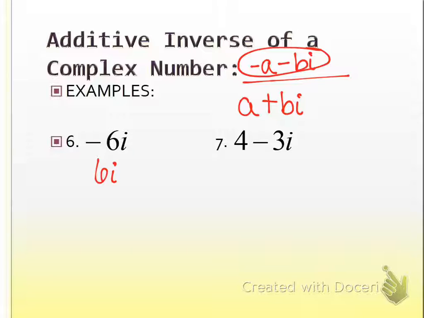Charles? Negative 4 plus 3i. Good. Negative 4 plus 3i. For additive inverses, you're trying to come up with the term that will make your original problem go to 0 completely. So we switch both of those signs.